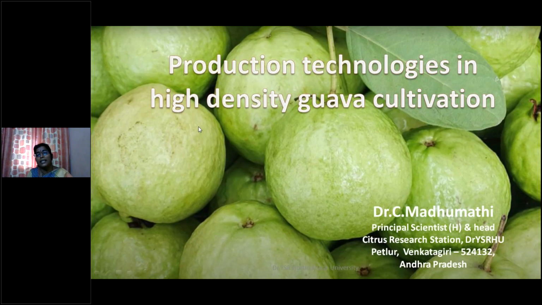Not only that, it contains fair amounts of vitamin A, and also a very good amount of minerals. All these help the health of the consumers. That's why there has been a lot of demand for guava fruit in recent years.